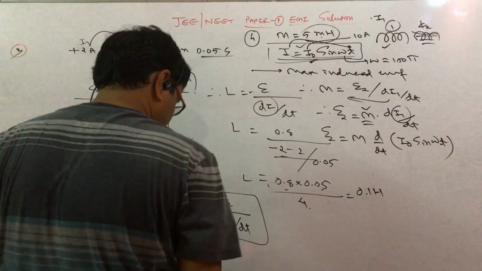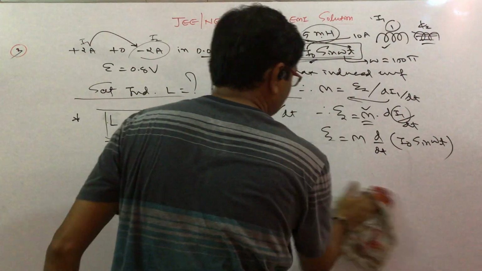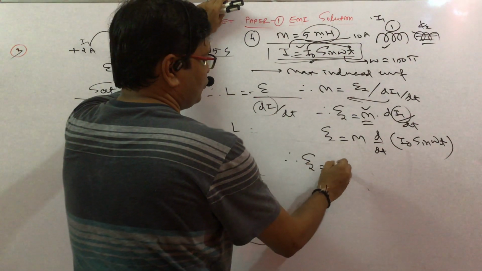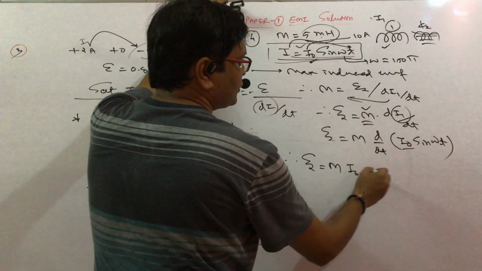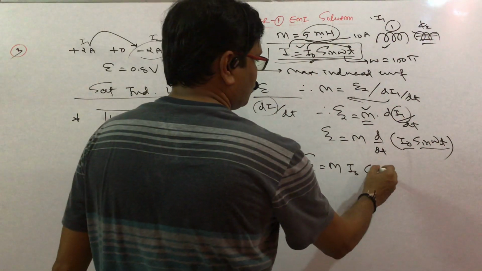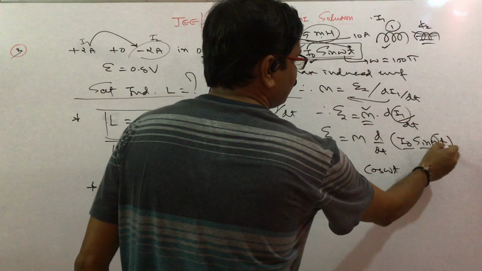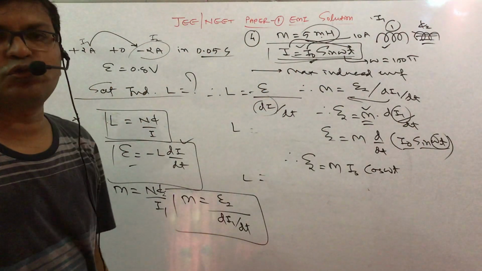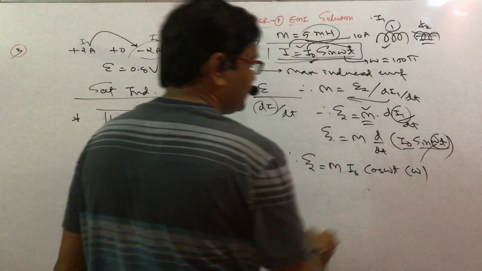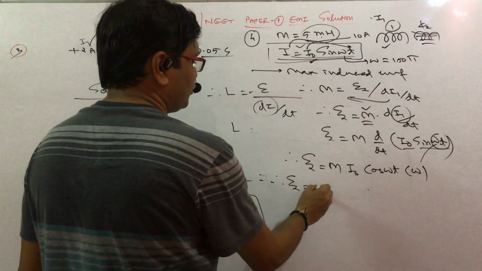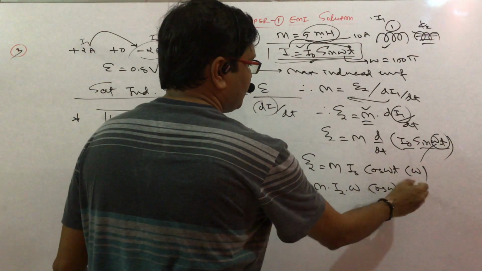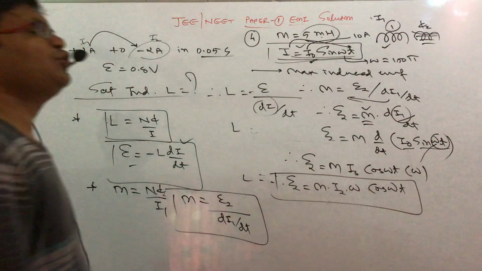Okay. So we'll remove this portion because already we have discussed it. So now induced EMF epsilon 2 is M times di1/dt. I naught is already constant. What is the differentiation of sine? Obviously cos, so cos omega t. But here for this omega t we also have to think about the chain rule. What is the differentiation of omega t? It is omega. So epsilon 2 is equal to M I naught omega cos omega t. This is your induced EMF.